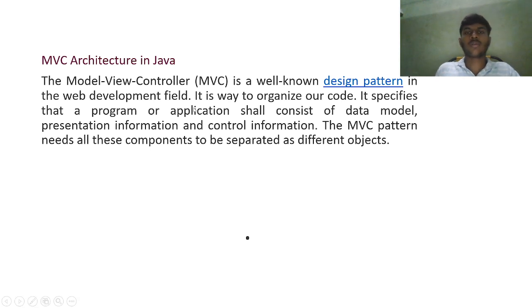Today, we are going to discuss the MVC architecture in Java. Here MVC refers to Model View Controller. The Model View Controller is a well-known design pattern in the web development field. It is a way to organize our code and specifies that a program or application shall consist of data model, presentation information, and control information. The MVC pattern needs all these components to be separated as different objects. And this is about the MVC architecture in Java.